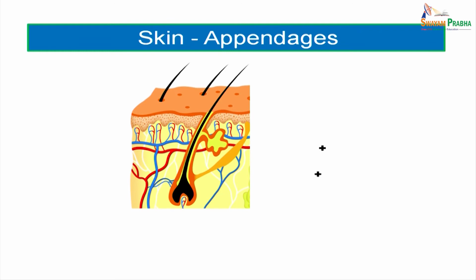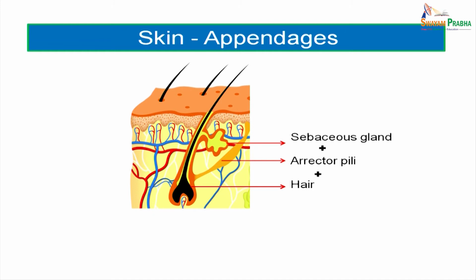So, now moving on to the appendages of skin. Like we spoke about, there are three primary appendages of the skin. The first one is the pilosebaceous unit. So, what is this pilosebaceous unit made up of? This is nothing but the sebaceous gland, the muscle and the hair follicle. All these three put together form the pilosebaceous unit.